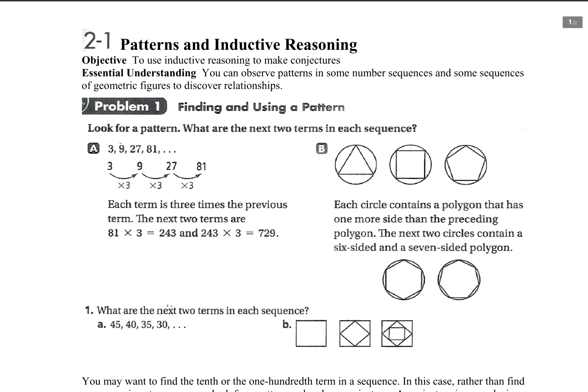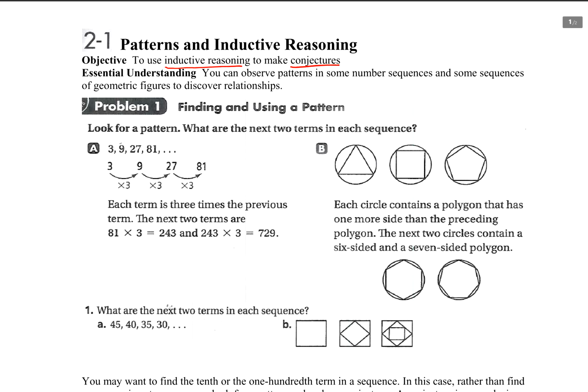2.1 Patterns and Inductive Reasoning. Our objective is to use inductive reasoning to make conjectures. Definitely some new words going on here. All right, it says you can observe patterns in some number sequences and sequences of geometric figures, and that's going to allow us to recognize relationships.